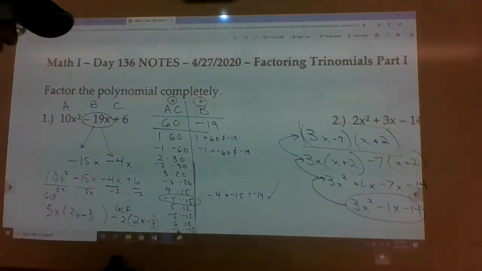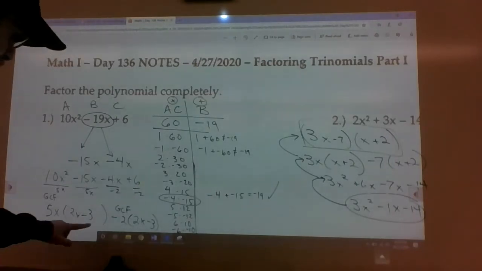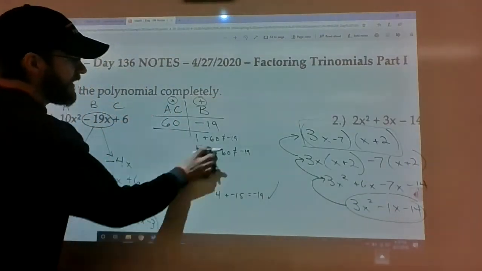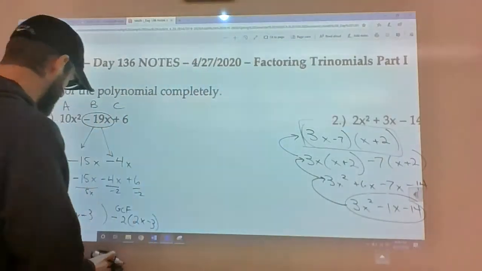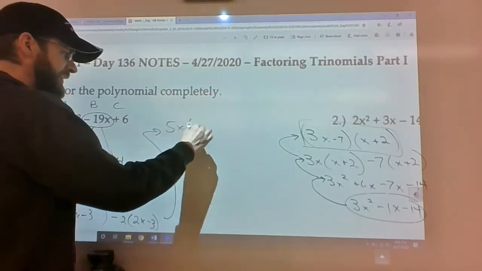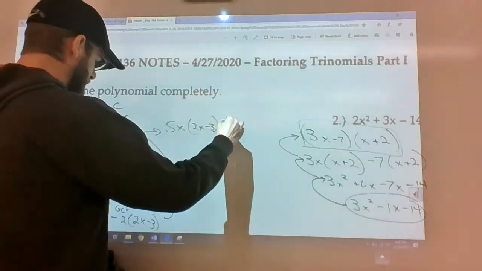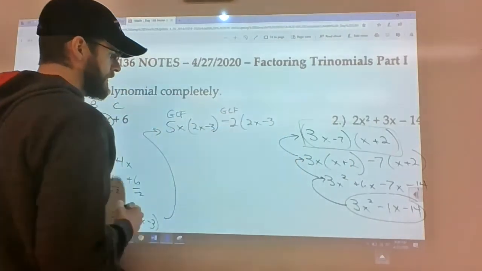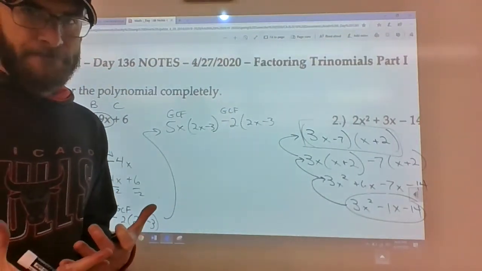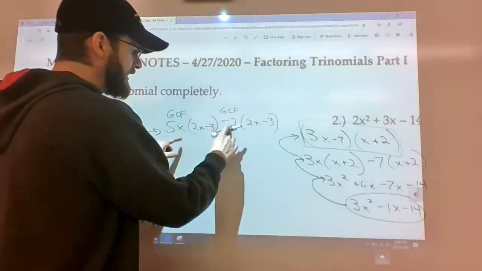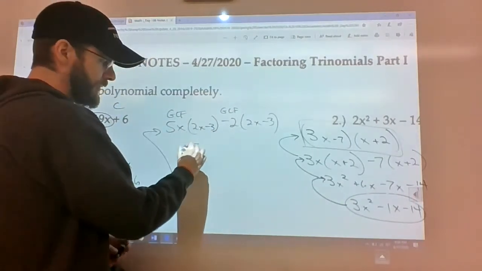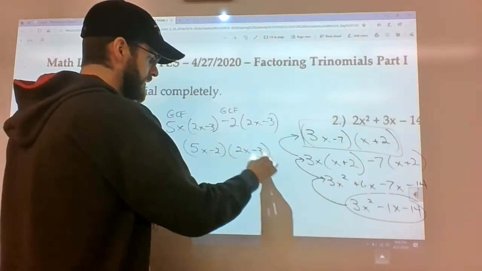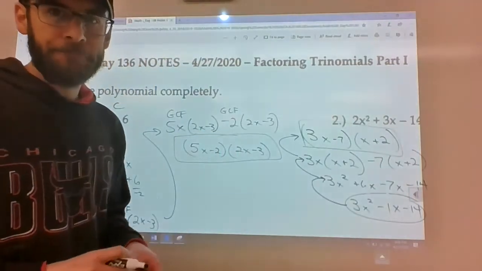All right, our final move of factoring by grouping. I think I might have run out of room here, but I think if we just erase a little bit, we'll be fine. So you had 5x times 2x minus 3. You had -2 times 2x minus 3. Your GCF was here and here. The two GCFs now create their own binomial. And then the leftovers finish it out.